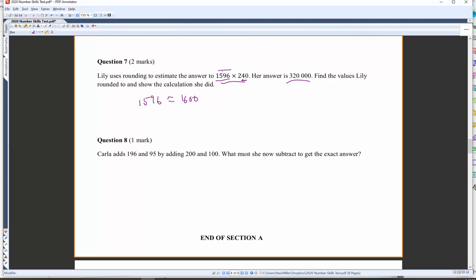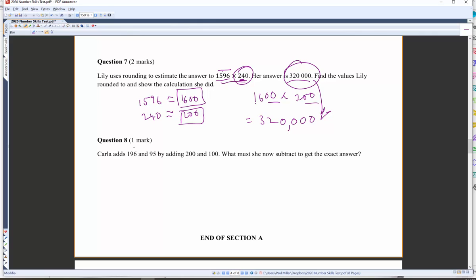That means 200 lots of it. So this one here would have been rounded to the leading digit. So 240 would have been rounded to 200, to the leading digit. 1600 times 200 equals 2 lots of 16 is 32 with 4 zeros. 1, 2, 3, 4. Does that match? Yes, it does. So these are the two values that you needed to find.